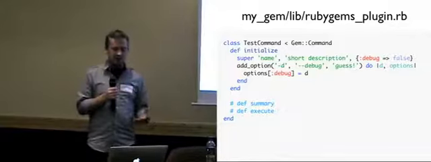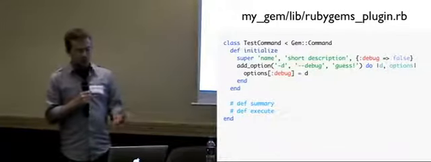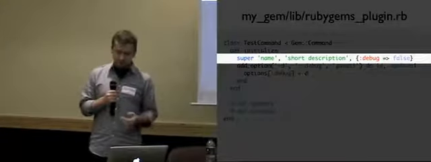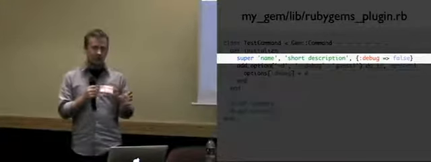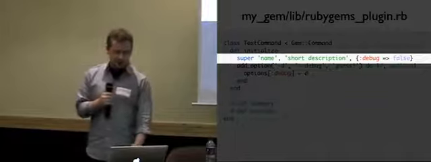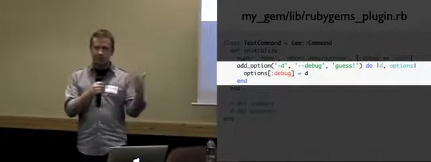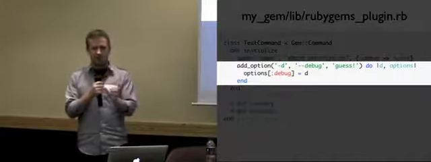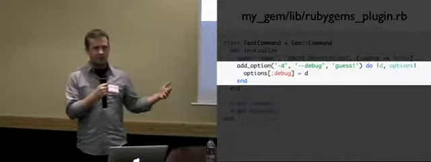Inside the initialize method, this is again really super simple. All you have to do is call super with the name of your command, a short description, and then any default options that you want to pass. And then underneath that, you can add any options that will appear through the gem interface. So when someone does gem help test, or whatever the name of your command is, all this stuff is going to get listed for you.